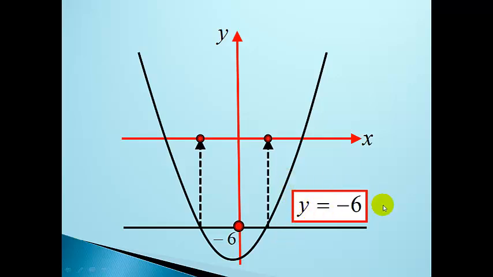Now, given y equals minus 6, we quickly go to the graph and draw the horizontal line to pass through minus 6 on the y. Take note that where that line touches the curve, we trace it to the x-axis, and that will give us the values of x, for which y is equal to minus 6.